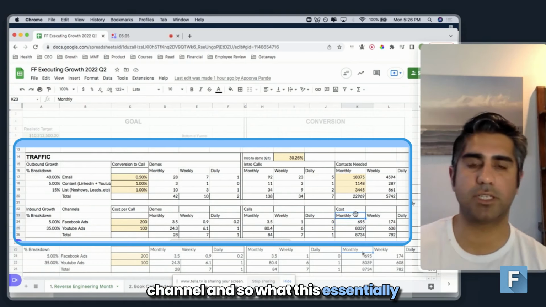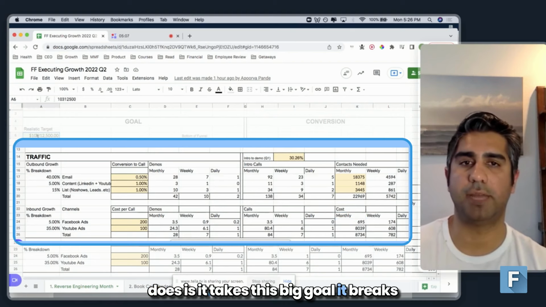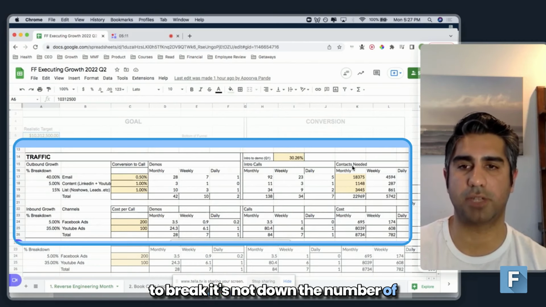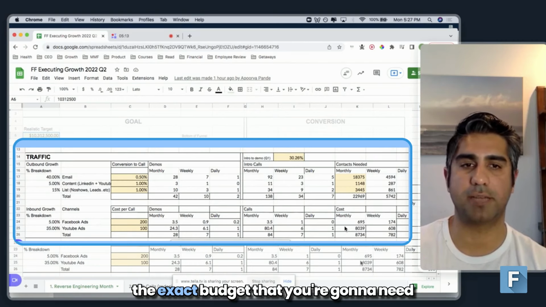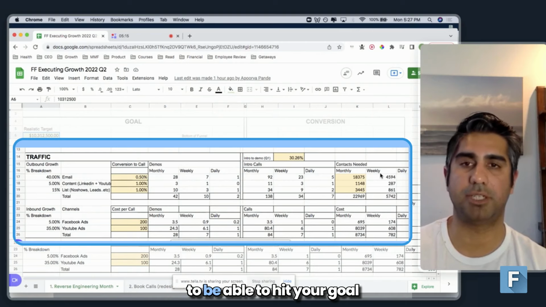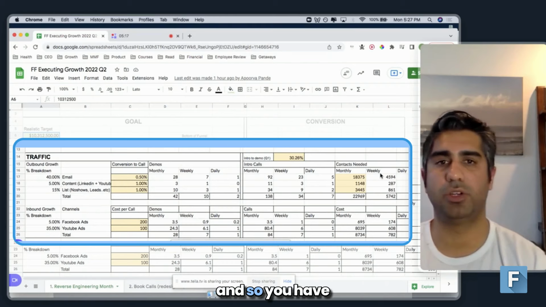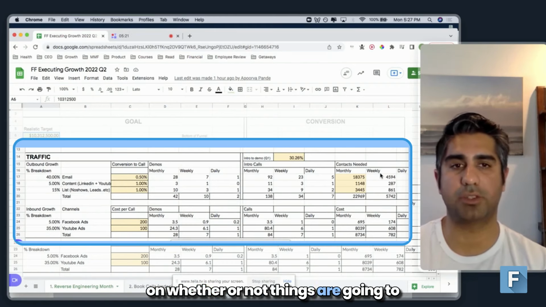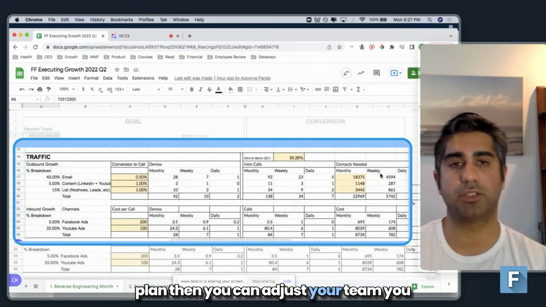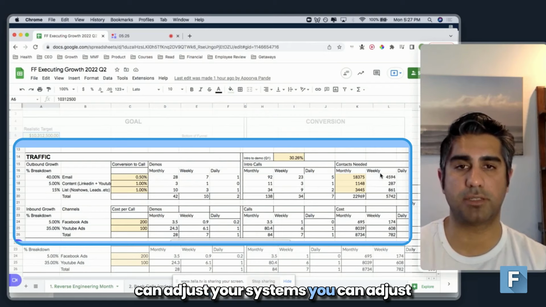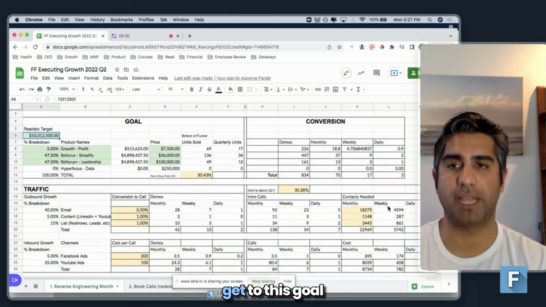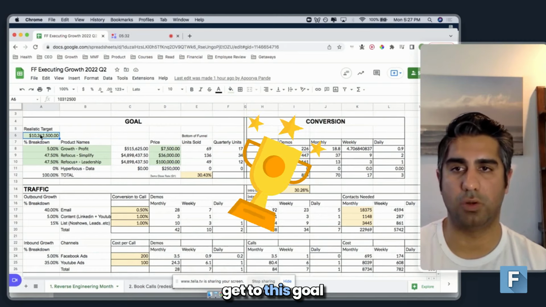And so what this essentially does is it takes this big goal and breaks it down into demos. It breaks it down into the number of intro calls you need. It breaks that down to the number of contacts you need. It breaks it down to the exact budget that you're going to need to be able to hit your goal. And so you have significantly more control and insight on whether or not things are going to plan. And then you can adjust your team, you can adjust your systems, you can adjust your strategies to make sure that you're hitting the right numbers to be able to get to this goal.